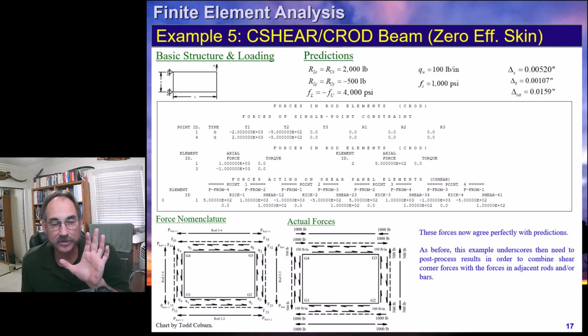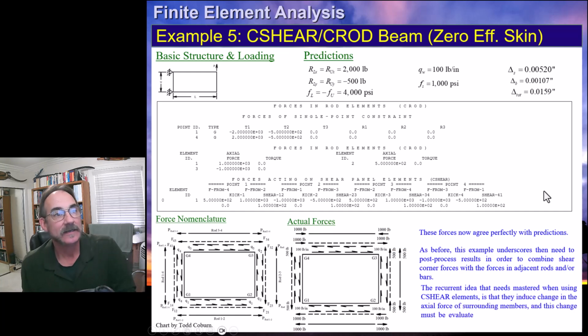This example underscores the need to post-process our results to superimpose the forces in the imaginary CSHEAR rods on any axial forces of any axial members going around the panel. Okay?